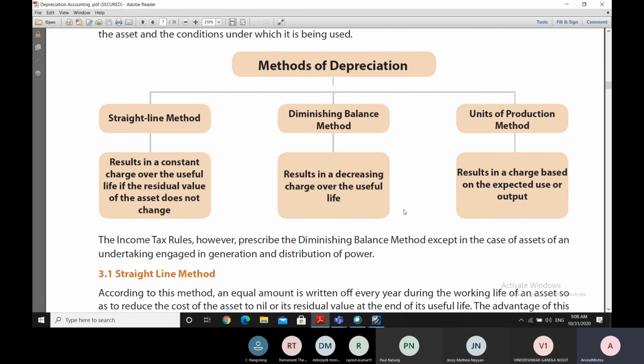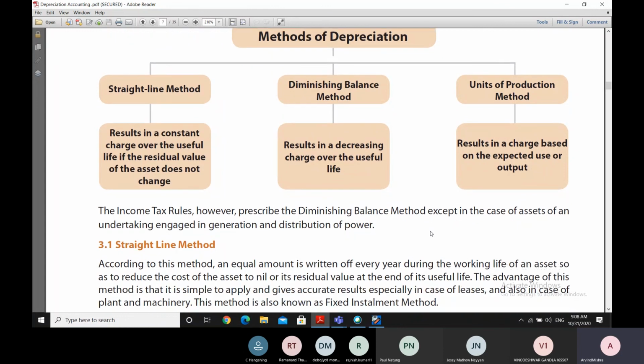The income tax rules, however, have prescribed the diminishing balance method out of these three, except in the case of those assets which are engaged in an undertaking engaged in the generation and distribution of power, for which diminishing balance may not be used.